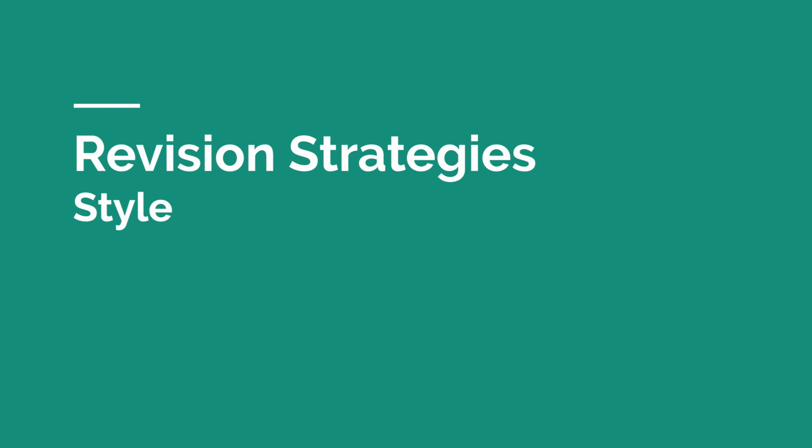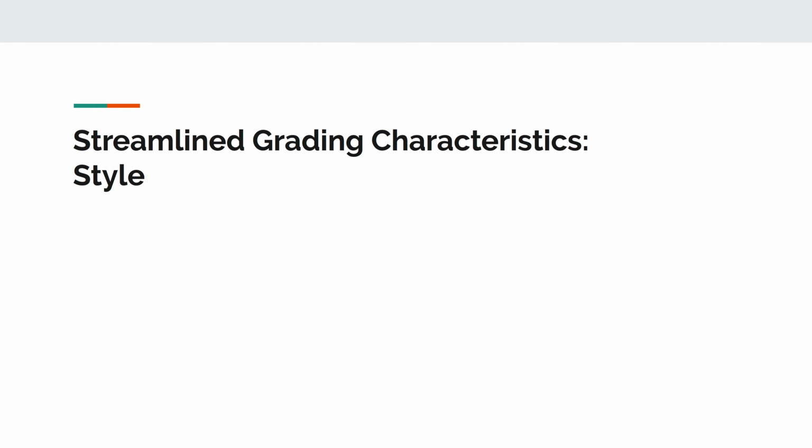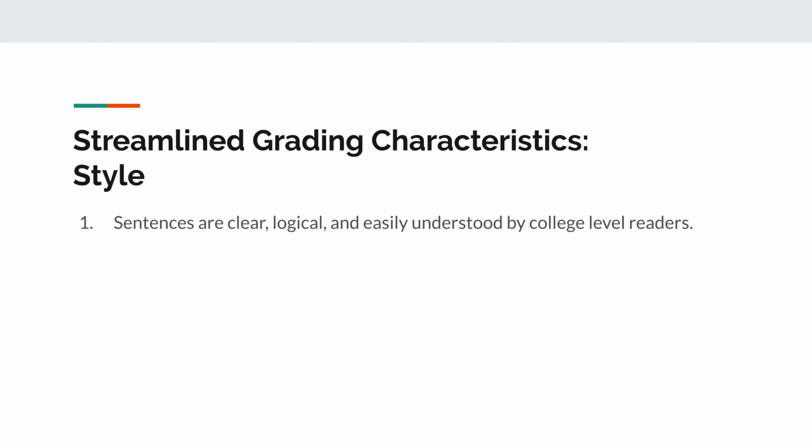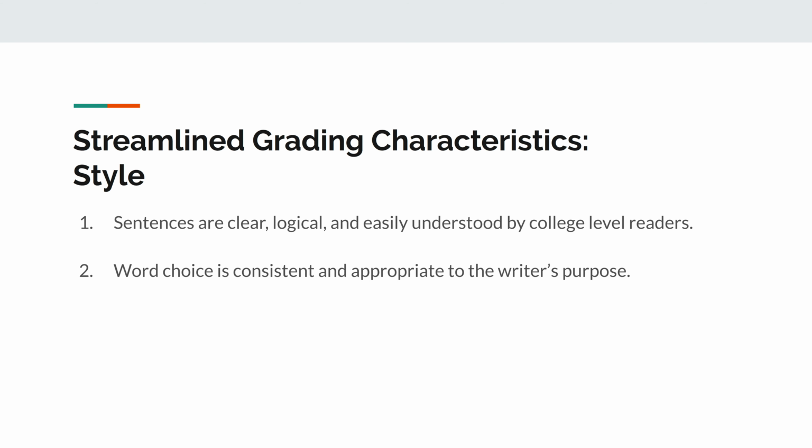This video talks about ways that you can revise your final portfolio essays to make sure that they have style. As you know, we've streamlined our grading characteristics for Writing 150, and we focused on two elements of the style category. First, we want to see sentences that are clear, logical, and easily understood by college-level readers. Second, we'd like to see word choice that is consistent and appropriate to the writer's purpose.